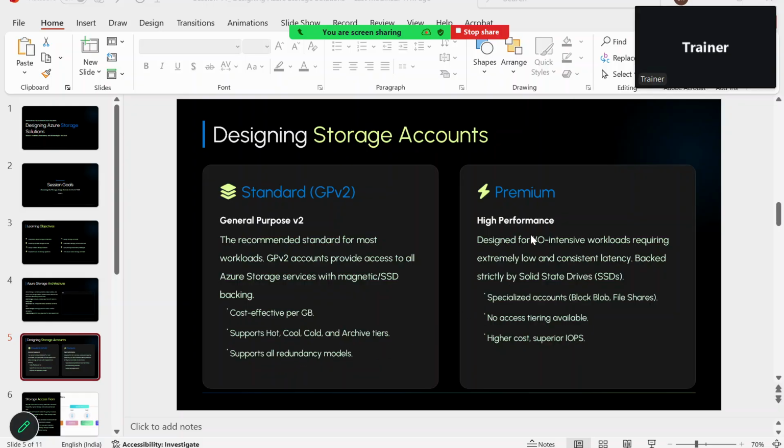Okay. And what is premium? Premium is high performance. It is designed for IO intensive workloads requiring extremely low and consistent latency, backed strictly by solid state drives, which is SSD.